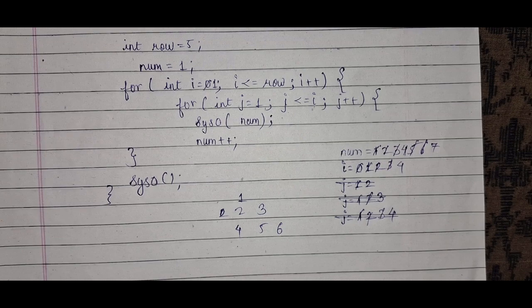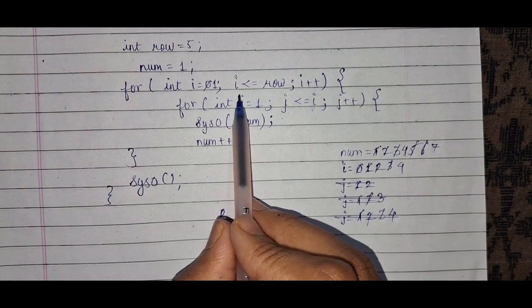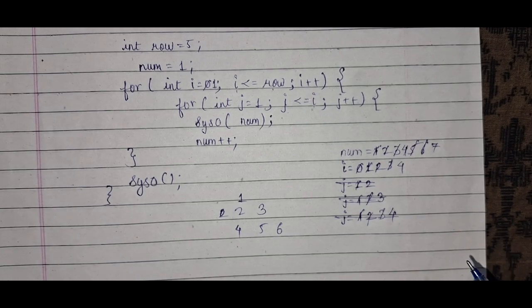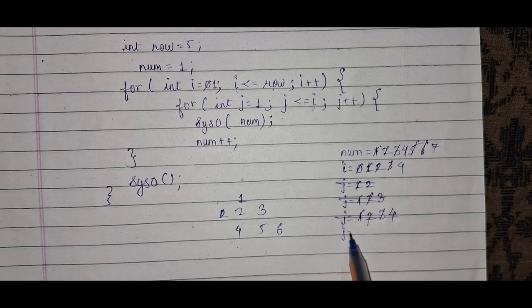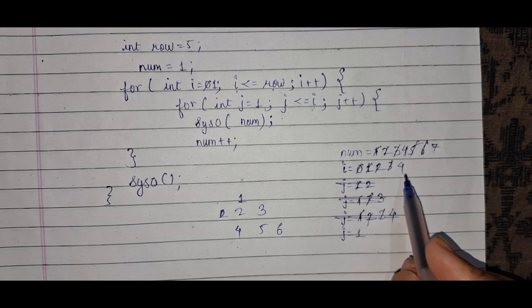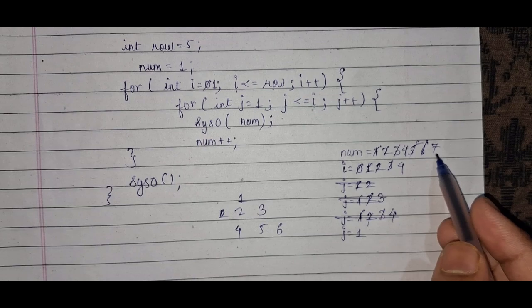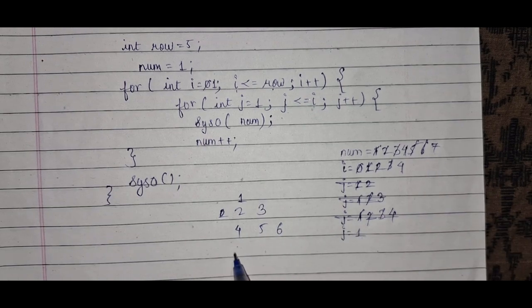Now it will check the condition. Is 4 less than or equal to 5? The condition will be true. Then it will enter into the inner loop and initialize j again by 1, and check the condition. Is 1 less than or equal to 4? The condition will be true. Then it will print 7, that is num.